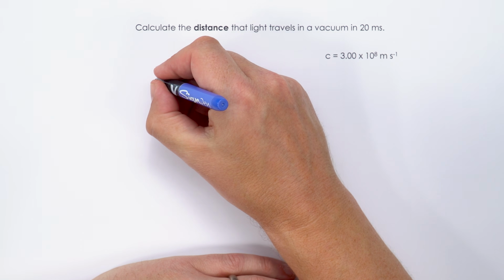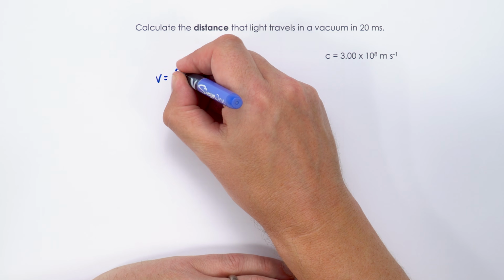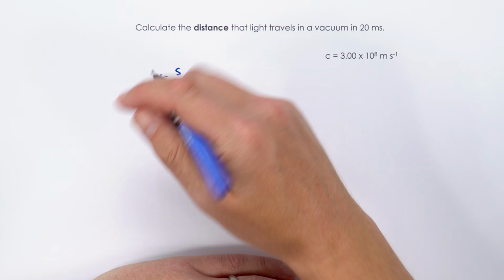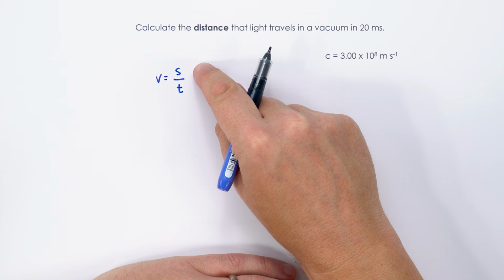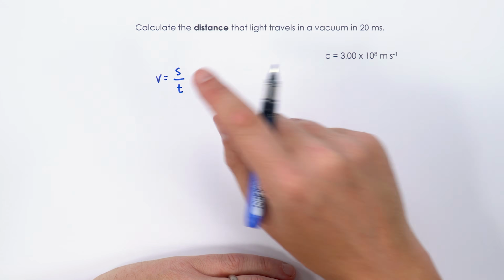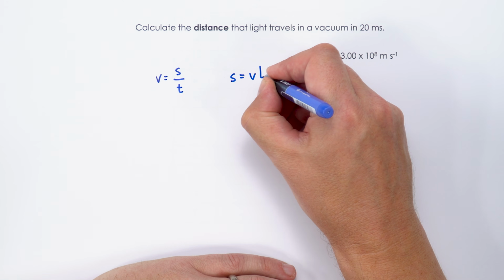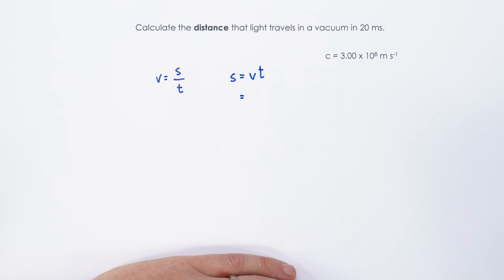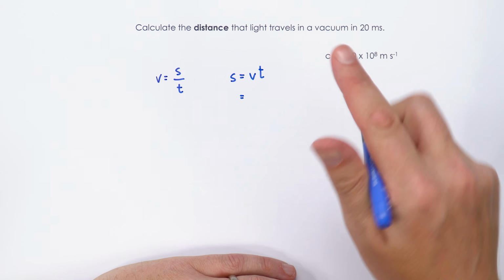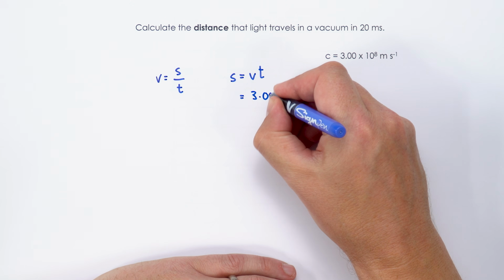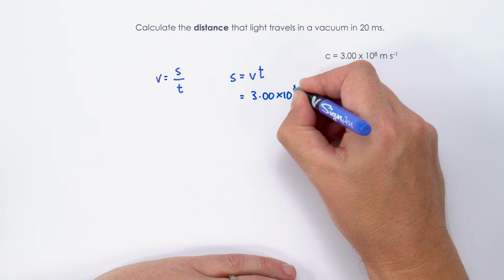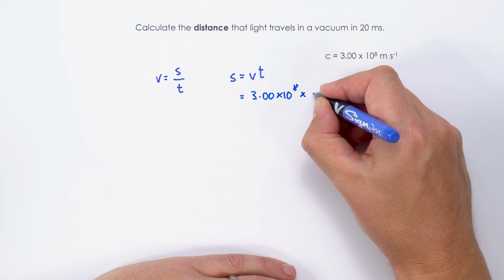Now, in order to work out how far the light travels, we can just use the standard equation that says speed equals distance over time, or the velocity is equal to the displacement divided by the time. We can rearrange this to say that s is equal to vt. So if we know how quickly something is moving, in this case it's the speed of light, so that's 3.00 times 10 to the 8, and we're going to multiply that by the time.